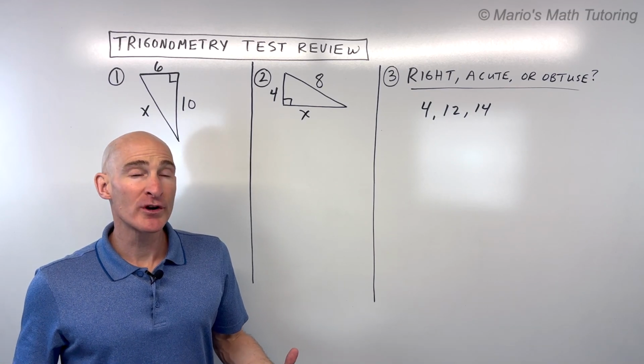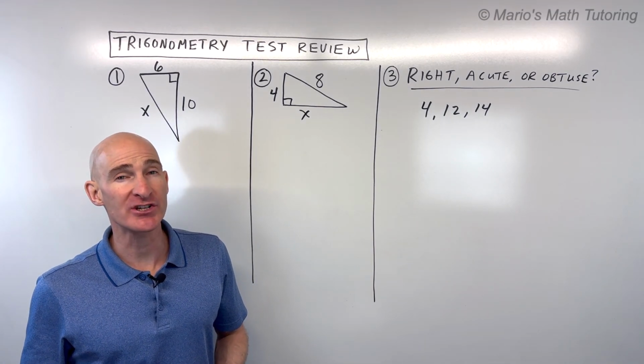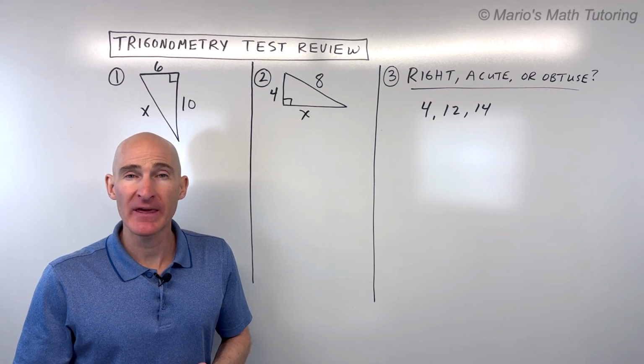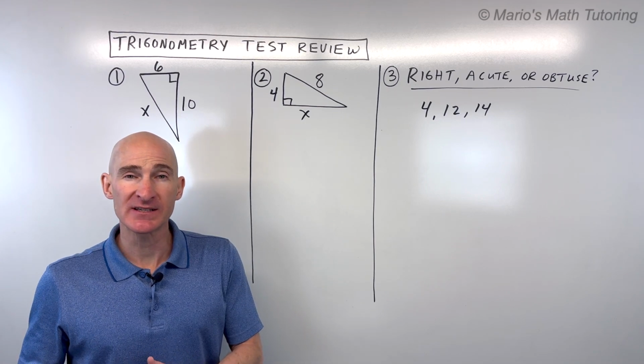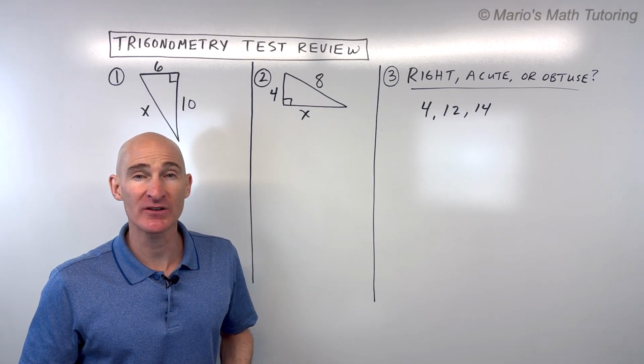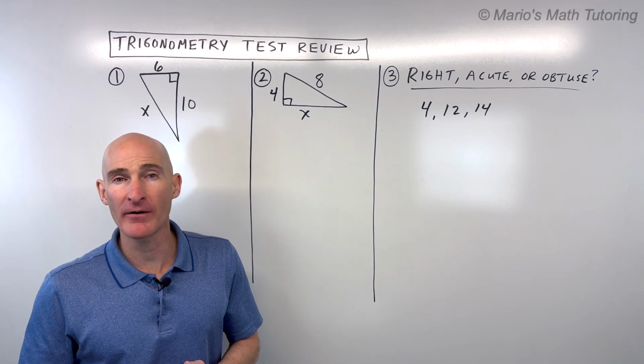In this video, we're going to go through a trigonometry test review, and we're going to go through 25 questions. We're going to cover topics such as the Pythagorean Theorem, the converse of the Pythagorean Theorem. We're going to work with the sine, cosine, and tangent ratios. We're going to work with inverse sine, cosine, and tangent ratios to solve for angles. We're going to talk about the geometric mean, the law of sines, and the law of cosines.